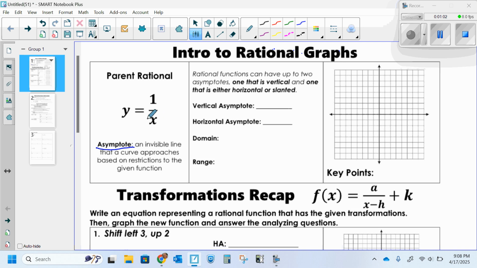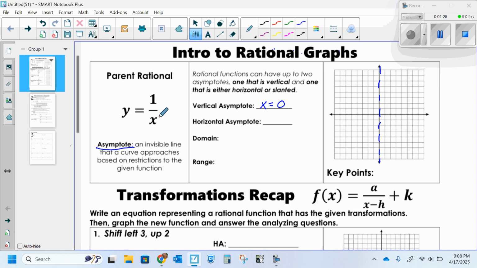First of all, you guys know that x cannot be 0 here. We've been working on simplifying rational expressions, and we know that this is a problem when x is 0 in this function. So we are going to have what's called a vertical asymptote at the line x equals 0. It'll be this dotted line. Always dot it. Please do not make it solid. You can dot it or dash it.